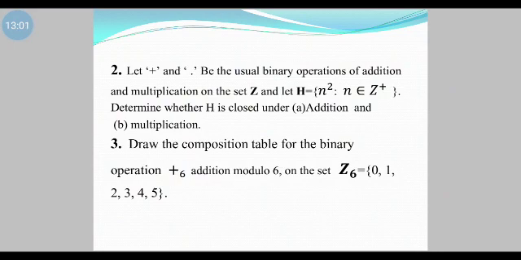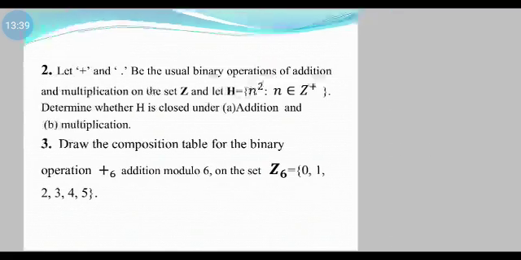Here Z is the set of all integers with the usual operations of addition and multiplication, and H is a subset of Z. H contains elements like n square, where n is a positive integer. So check whether addition is a binary operation on H, or multiplication is a binary operation on H. Third question: draw the composition table of the binary operation plus modulo 6 on the set Z6 equal to 0, 1, 2, 3, 4, 5.